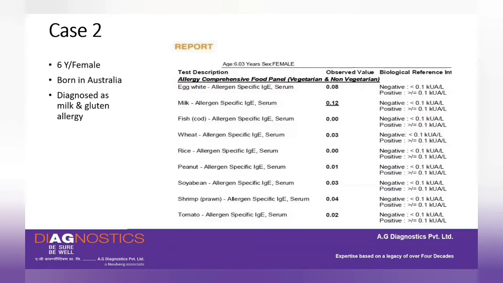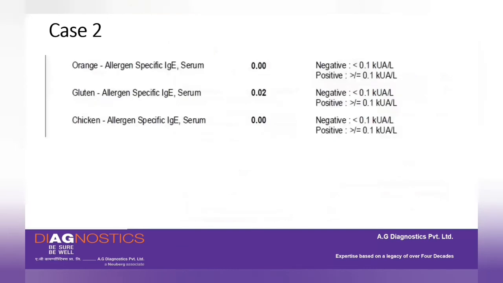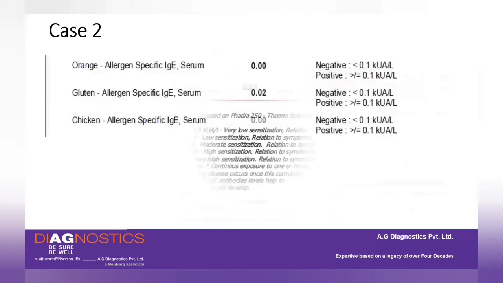And when she came here at 6 years of age, she also repeated the test. Now she's living in India, so she repeated the test with us, and if you can see, both the wheat IgE as well as the gluten IgE are now negative in her.